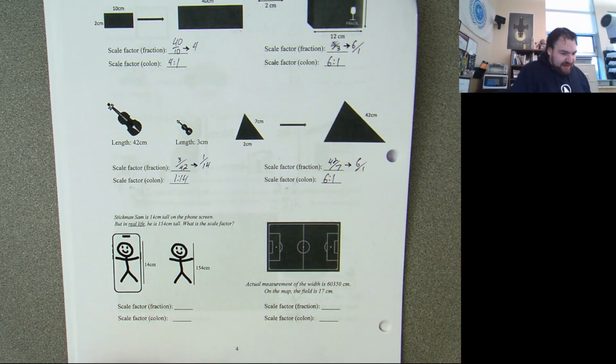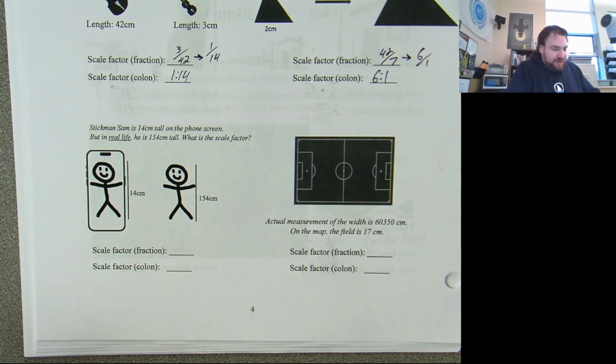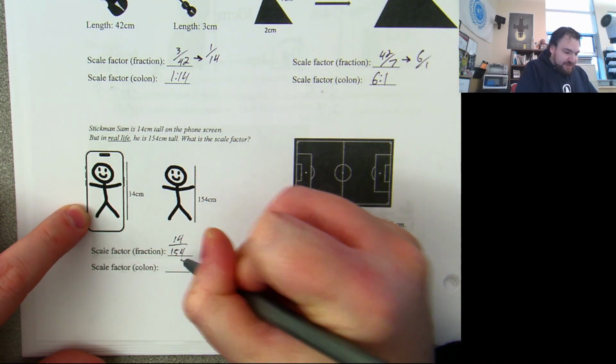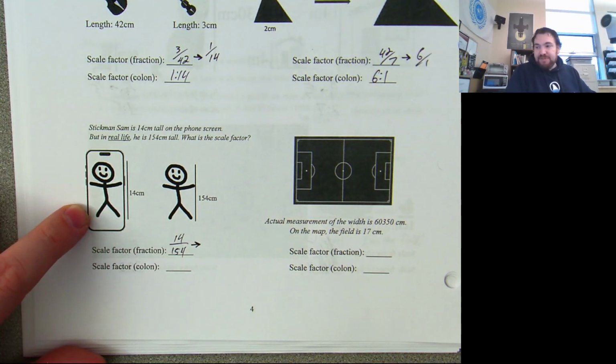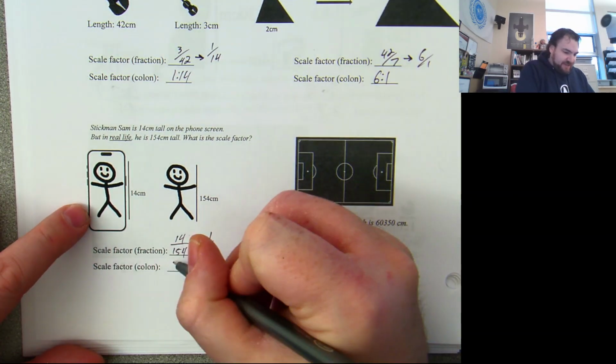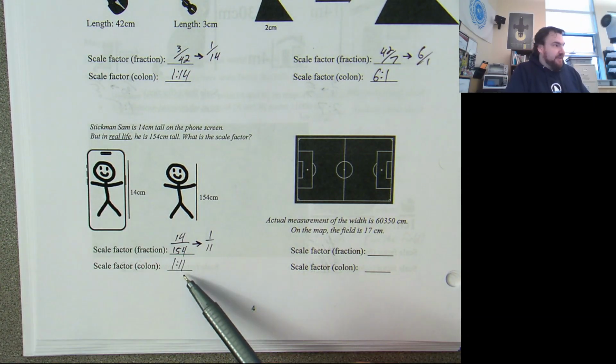And then this guy here, the Stickman, Sam, Raven, and Dokran is 14 centimeters tall on the phone screen, but in real life, he is 154 centimeters tall. What is the scale factor? So these ones, the order here is going to be slightly different. The diagram, again, goes in the numerator. The actual height goes in the denominator, and that thing is going to be reduced. Believe it or not, both of these are divisible by 14. So that's going to be 1 over 11, which is going to make this thing 1 to 11. 1 centimeter on the phone is really equal to 11 centimeters in real life.